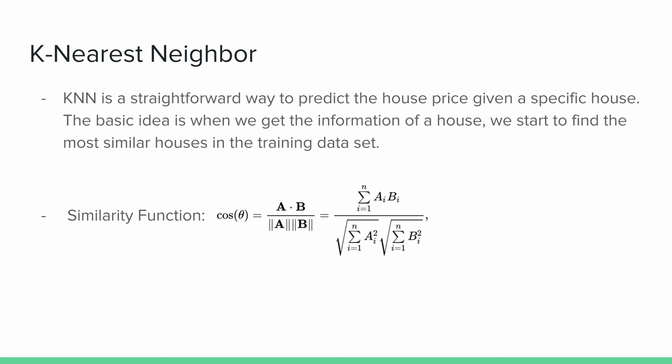K-nearest neighbors is a straightforward way to predict house price given a specific house. The basic idea is that when we get the information of a house, we find the most similar house in the training data set using the cosine similarity function.